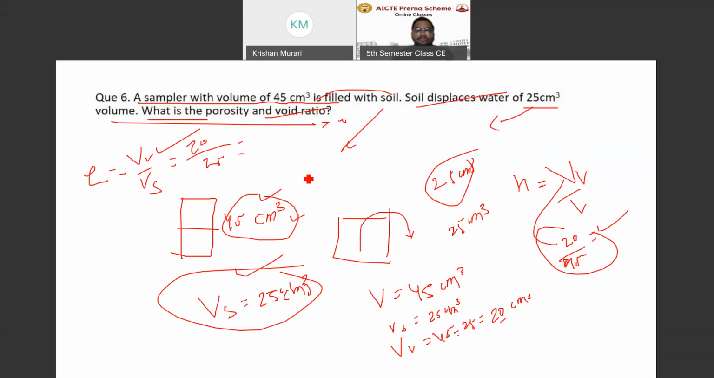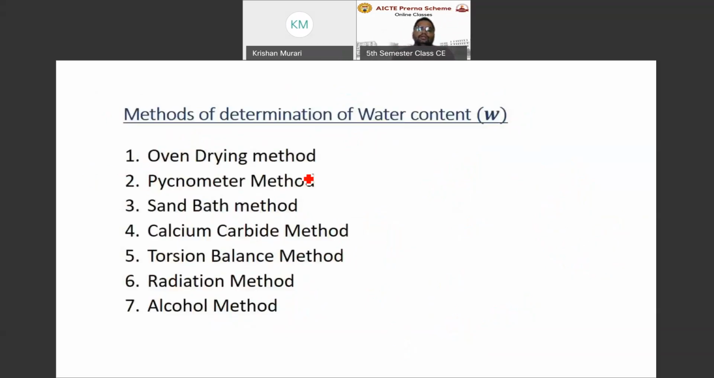Now, the second important part of that lecture is the method of determination of water content. Many times that is asked in the GATE examination, either a theory question or a numerical question, on the determination of water content. So how to determine the water content? What is the water content? We know from the last lecture that the water content w equals weight of water upon weight of solid.